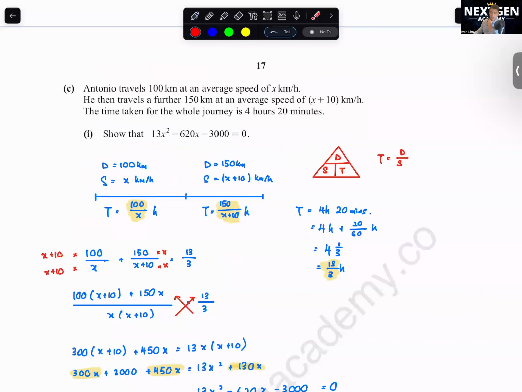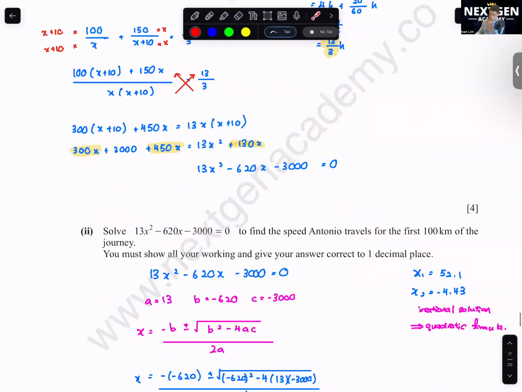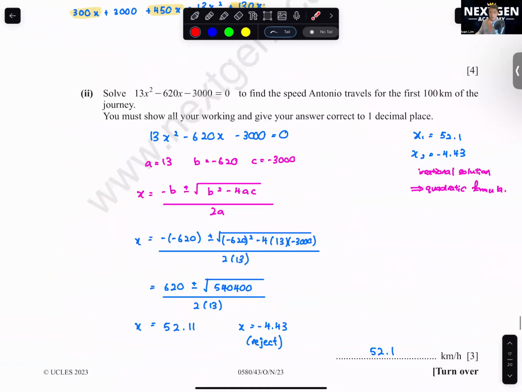Medina, do we reject the answer because it's negative? Yes, because speed only has positive values. Speed only has a positive value because it is a scalar quantity. Any more questions? Question 10. Okay, clear. Just write down all these notes.